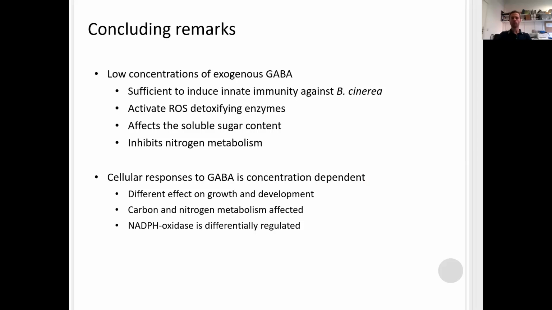So we also found that both carbon and nitrogen metabolism was affected, suggesting that GABA is really central in linking carbon and nitrogen metabolism, as is also the case for the TCA cycle. I mean, it links carbon and nitrogen metabolism directly, and GABA can feed directly into the TCA cycle. And the most interesting thing is that exogenous GABA can differentially regulate the activity of NADPH-oxidases, putting it right in the center of defense responses against pathogens.